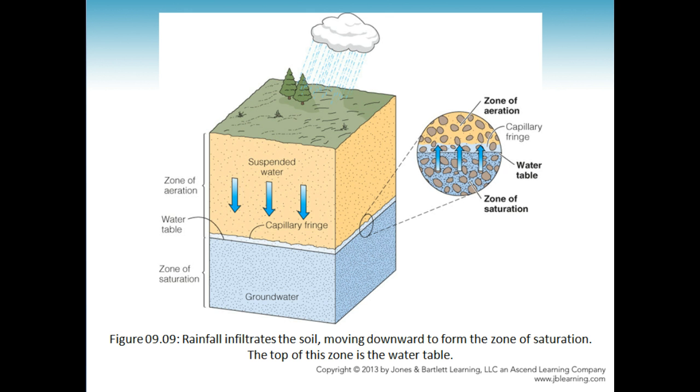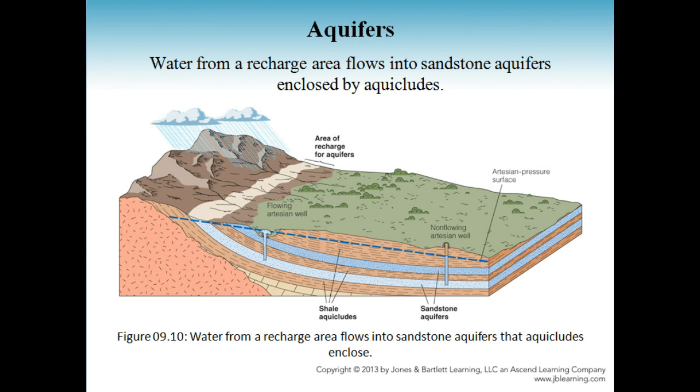Here you can see precipitation hitting the ground and then flowing through the ground down into the saturated aquifer. Water from a recharge area flows into the sandstone aquifers enclosed by aquicludes. Aquicludes are areas of clay or shale that prevent water from passing from one aquifer layer to another.